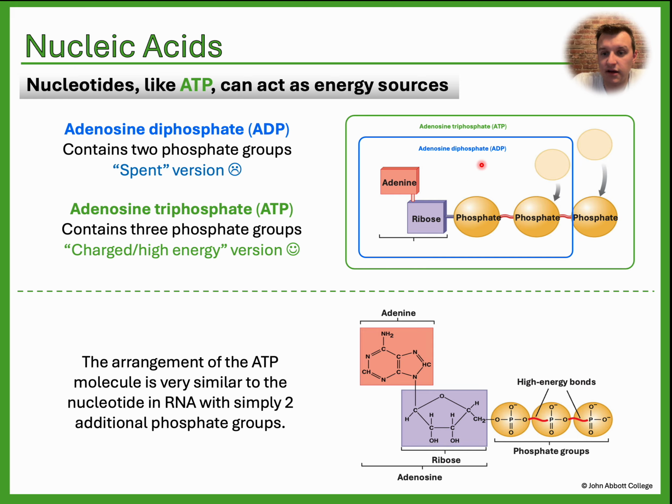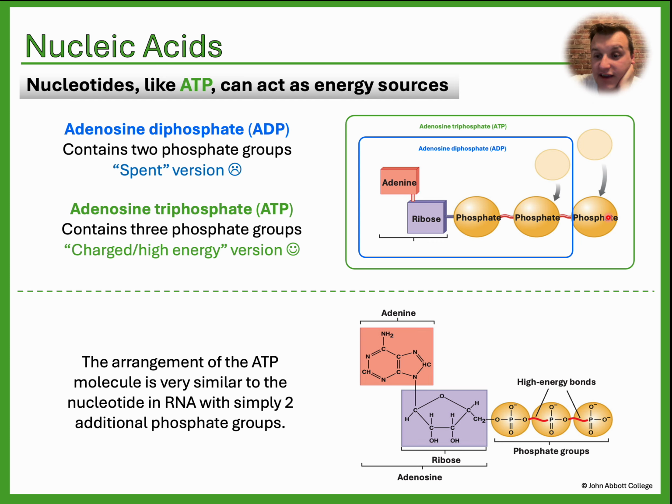Adenosine is adenine plus a ribose plus a phosphate. We saw this: phosphate, sugar, and the nitrogenous base. Adenosine diphosphate, if you add another phosphate over here, this contains 2 phosphate groups. That is adenosine diphosphate. This is what we call the spent version of this molecule. It's like your wallet is empty, okay? We'll talk about this in a bit.